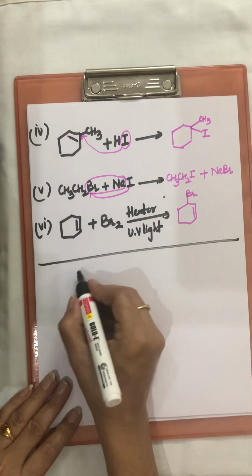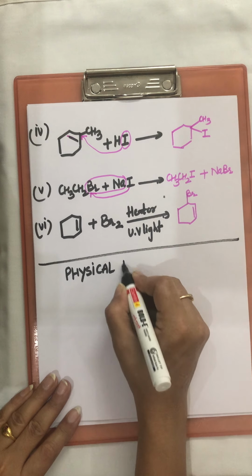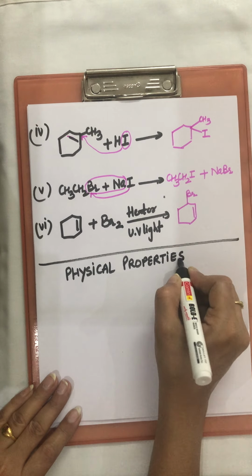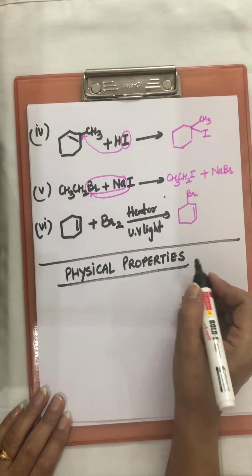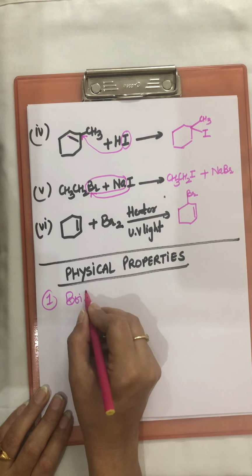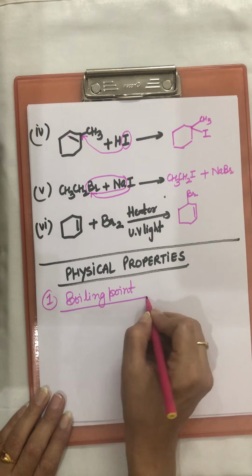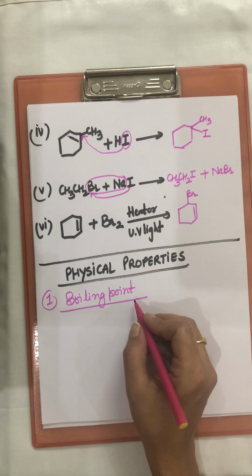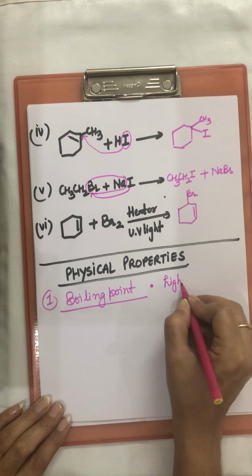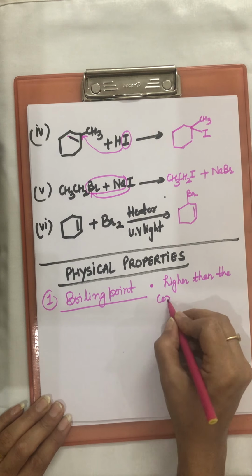After these questions, the next topic: physical properties of haloalkanes and haloarenes. The first property is boiling point. Boiling points of haloalkanes are higher than the corresponding hydrocarbons.